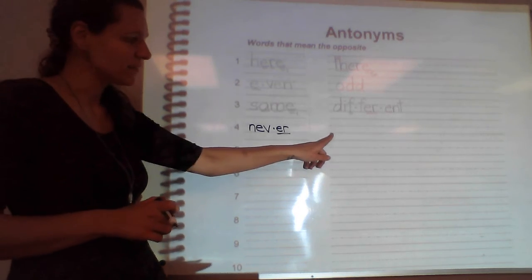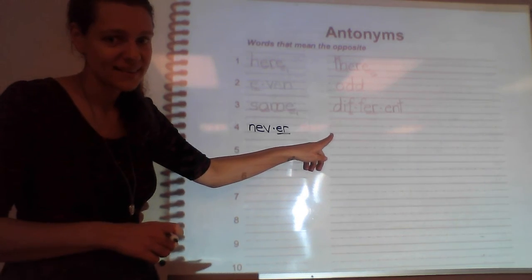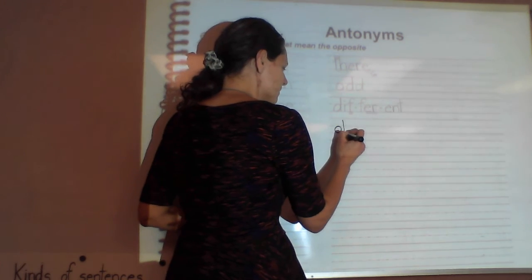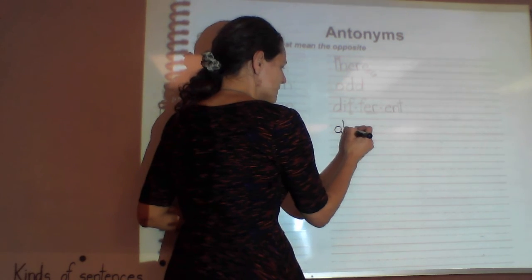All right, class, what's the first syllable in always? Good, all. And the second one? Good, ways.